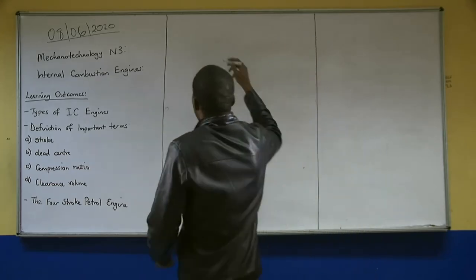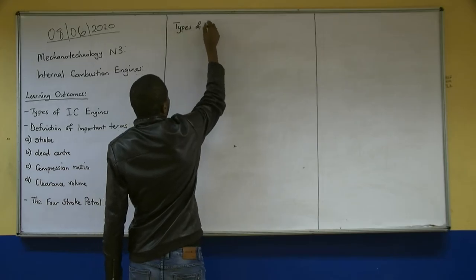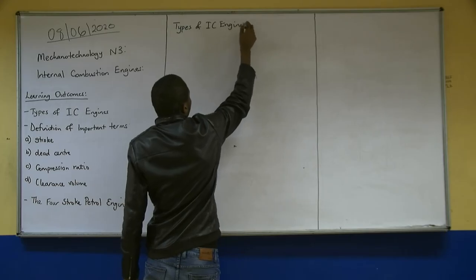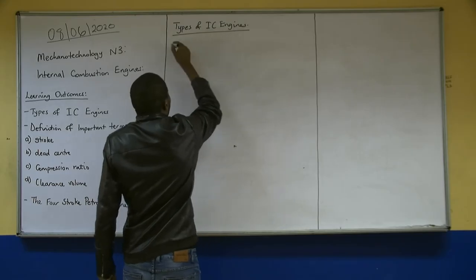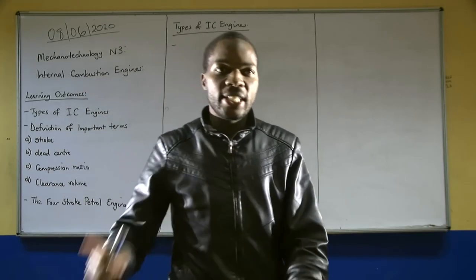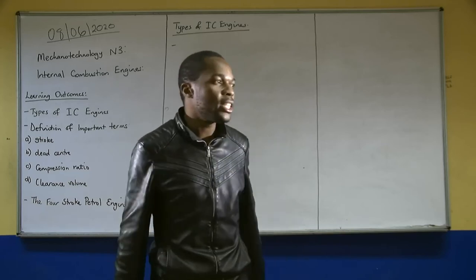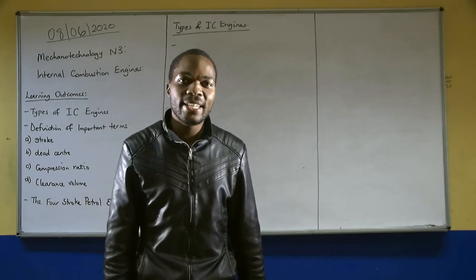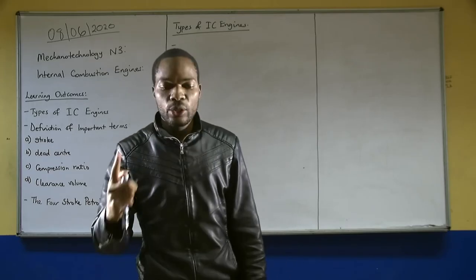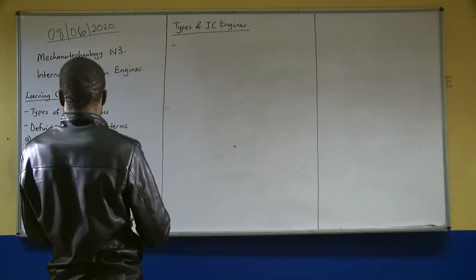So we are starting by looking at the types of IC engines. Right, we have got two major types of IC engines. We have got the diesel engine and the petrol engine. Then under the petrol engine, we have got the two-stroke petrol engine and the four-stroke petrol engine. And also under the diesel engine, we have the two-stroke diesel engine as well as the four-stroke diesel engine.